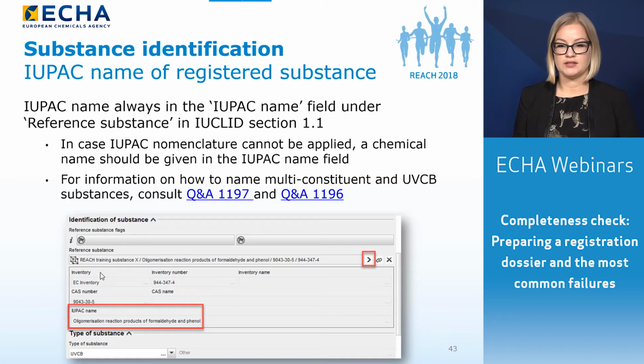Then here we have a screenshot of EUCLID section 1.1, where you should provide the IUPAC name for your substance. By clicking the arrow icon, you can edit your reference substance, including the IUPAC name field.